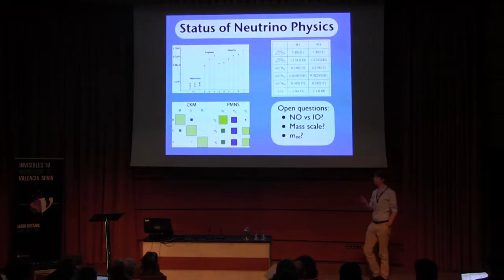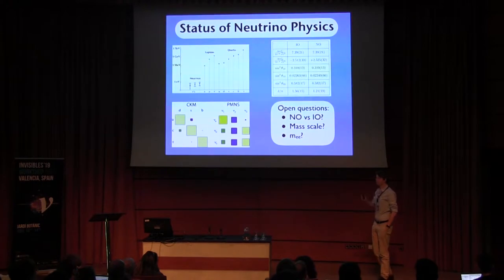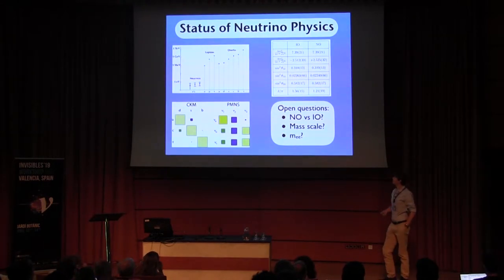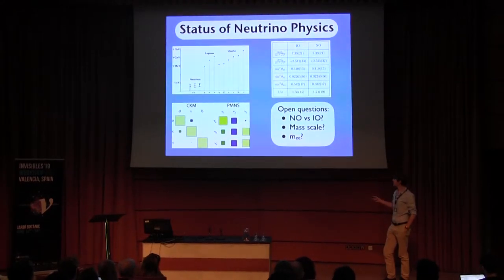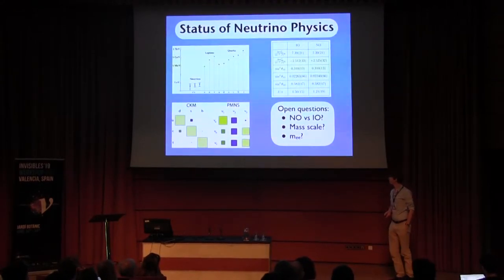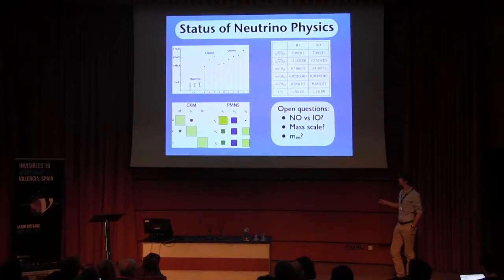You heard a whole talk about this, but this is my one slide version. In the standard model, neutrinos are massless, but we see from oscillation experiments that they have a small but non-zero mass, many orders of magnitude less than the lepton and the quark sector. Another difference is that the mixing angles in the PMNS matrix are significantly larger. The CKM is approximately diagonal, but we have these large off-diagonal elements.